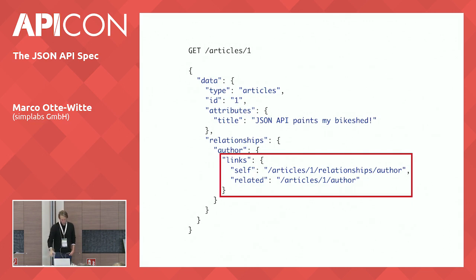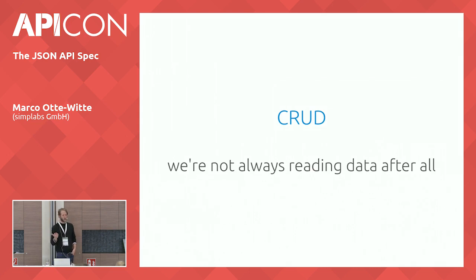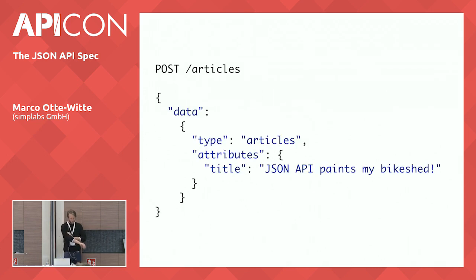But of course, in reality, we're not only reading, but we're usually doing some sort of CRUD: create, read, update, delete. So let's look at how that works. First of all, creation. In this case, we are creating an article resource, and obviously, because this is REST or REST-like, instead of making a GET request to the collection endpoint, we make a POST request to create a new resource.